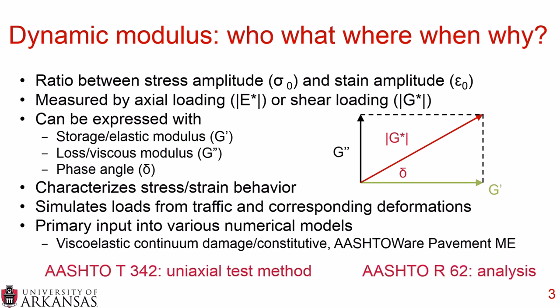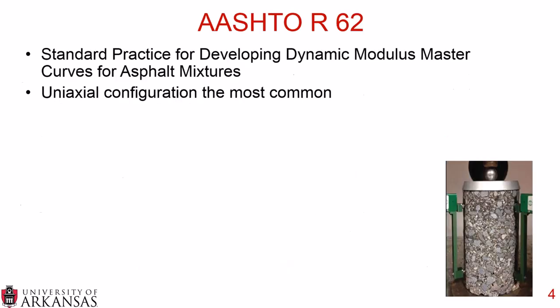And what we're going to focus on specifically is AASHTO T342, which looks at calculating the dynamic modulus from a uniaxial test method, and then the corresponding AASHTO standard R62, which looks at the analysis of the data from the dynamic modulus test. So R62 in particular, the title of this standard is the Standard Practice for Developing Dynamic Modulus Master Curves for Asphalt Mixtures, and the uniaxial configuration, which is shown in the picture, is the most common way to capture this data.